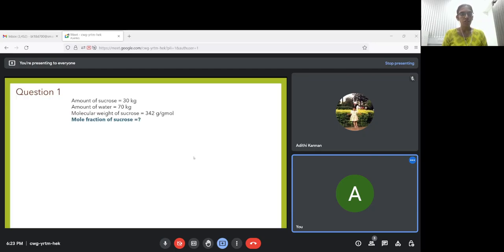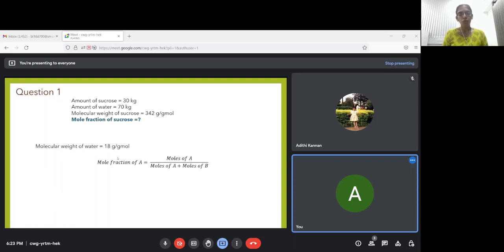So let's move on to the questions of assignment 0. The first question is: the amount of sucrose given is 30 kg and the amount of water given is 70 kg. And the molecular weight of sucrose is given to be 342 gram per gram mole. So what is the mole fraction of sucrose? For the answer, the molecular weight of water we already know is 18 gram per gram mole.